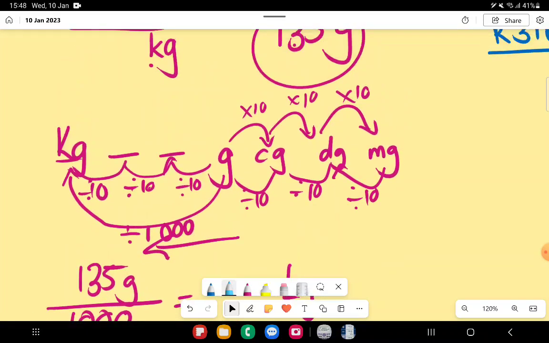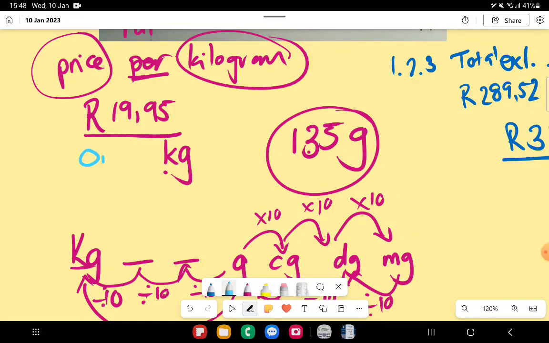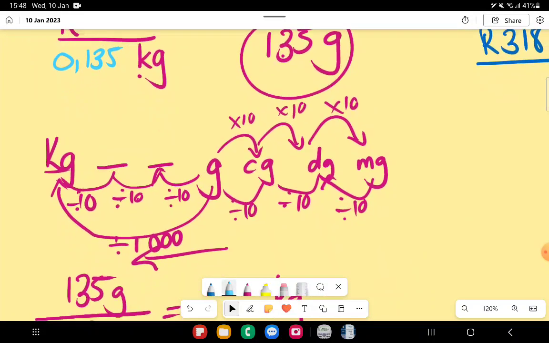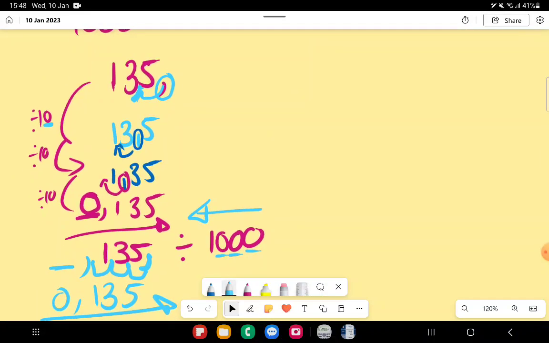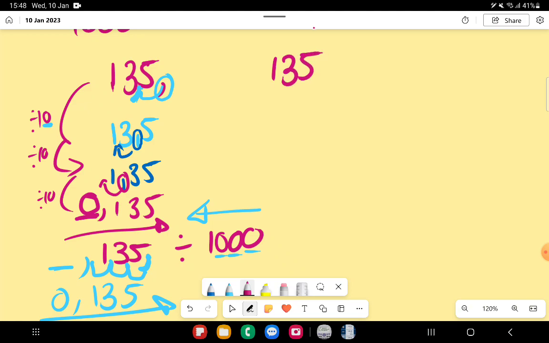So I can go back up here and I put it in as 0,135 kilograms. I hope you understood. Let's do the same thing with multiplication. Let's say 135 and we want to times 10.